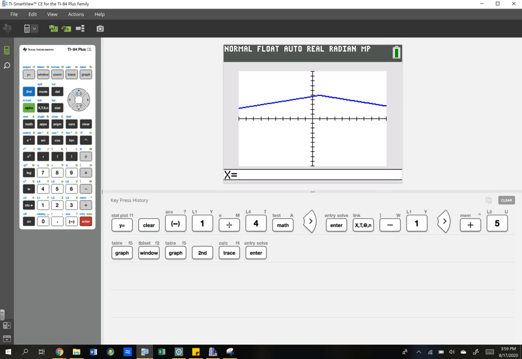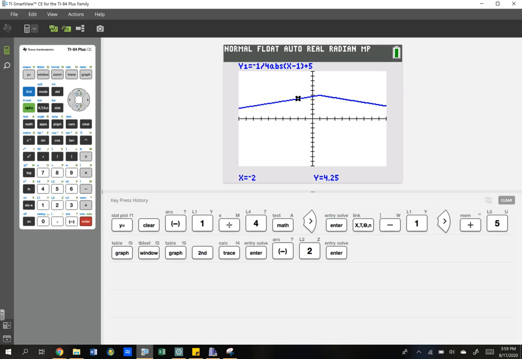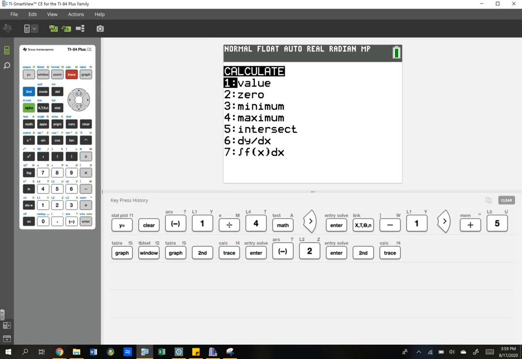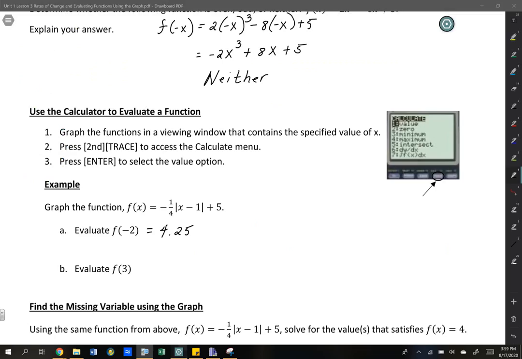So we're going to go to second trace, which will give us calculate, and we're going to pick number 1 for value. If we put in the value of -2, and make sure you use the negative button, not the subtraction button, or you'll get an error. So we'll put -2 and we'll hit enter, and we get 4.25. And now we're going to do it for the value of x equals 3. And we get 4.5. So very simple, easy to do.